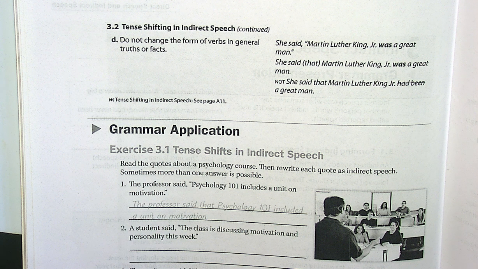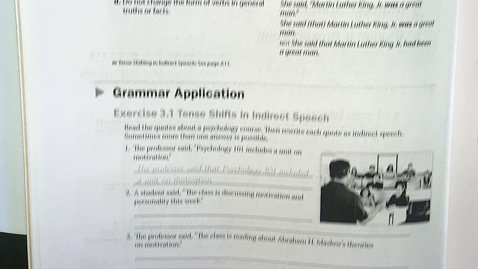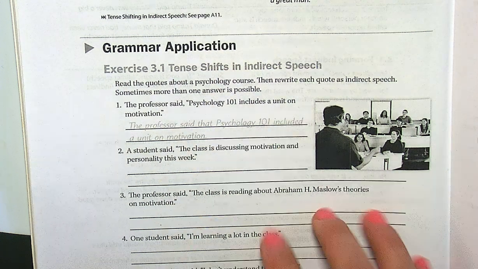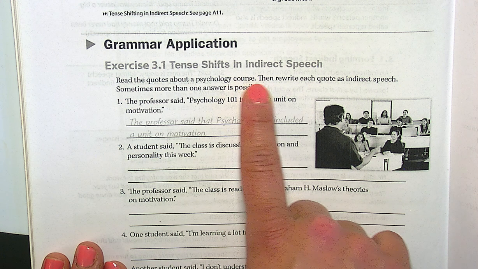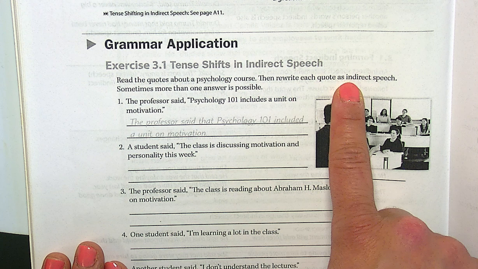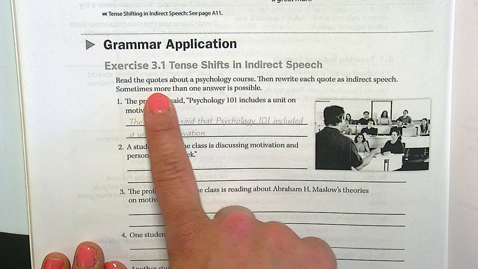For your home practice, please do exercise 3.1 in your book, 10 shifts in indirect speech. Read the quotes about a psychology course, then rewrite each quote as indirect speech. Sometimes more than one answer is possible.